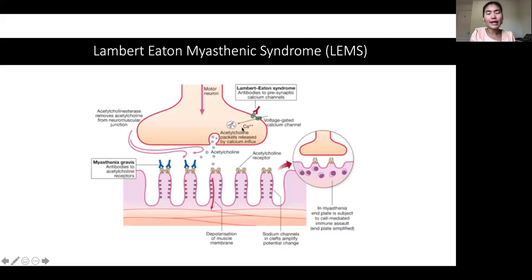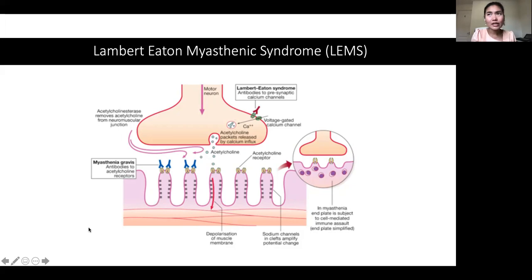So I'm just going to talk about it a little bit again. Like I said, one action potential reaches the end of the motor nerve terminal. It's going to stimulate this voltage-gated calcium channel, and the calcium will come into the nerve ending, and this calcium will push the acetylcholine vesicles to the presynaptic membrane, and then acetylcholine will be released, and then bind to acetylcholine receptor, and then the message will be relayed to the muscle. But in Lambert-Eaton syndrome, there will be antibodies to voltage-gated calcium channel. So this process cannot happen because of the antibodies. That's why the patient has weakness.